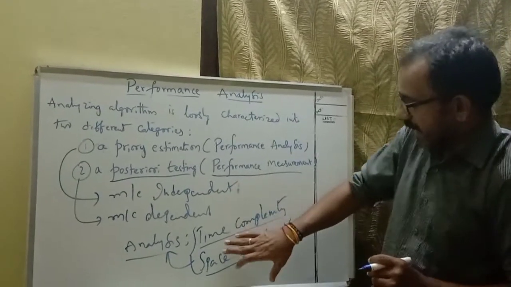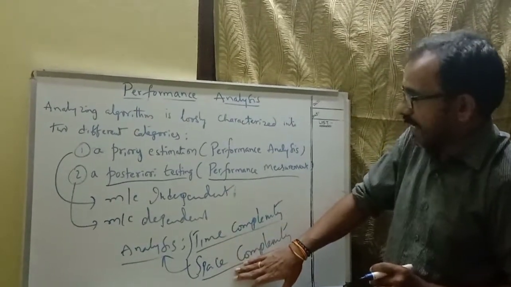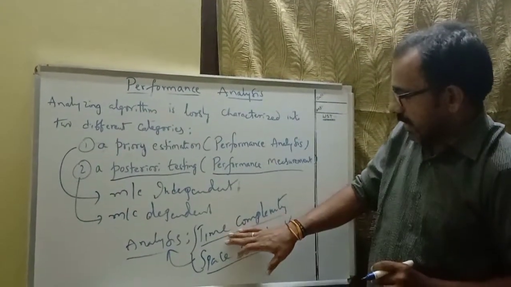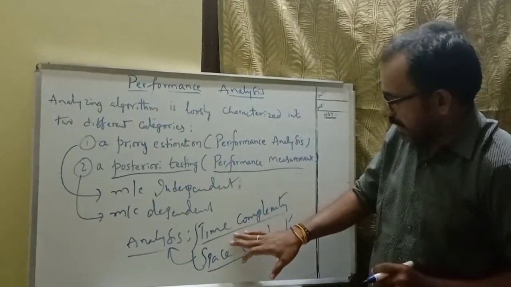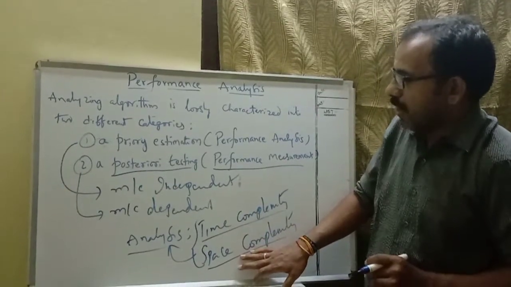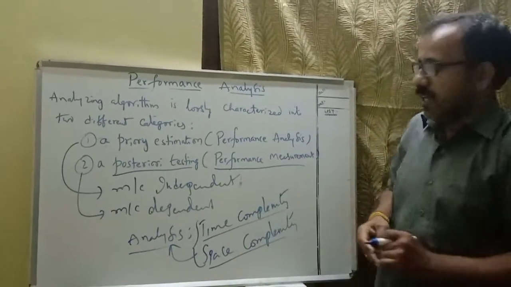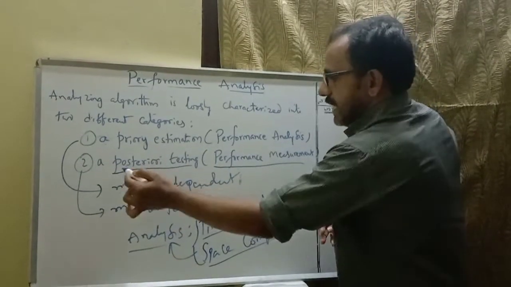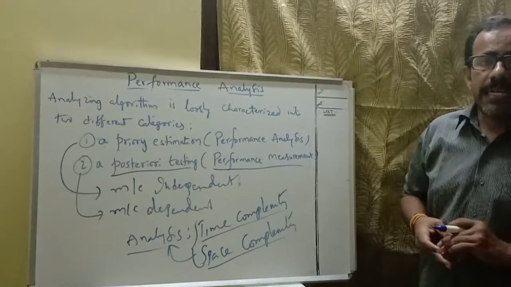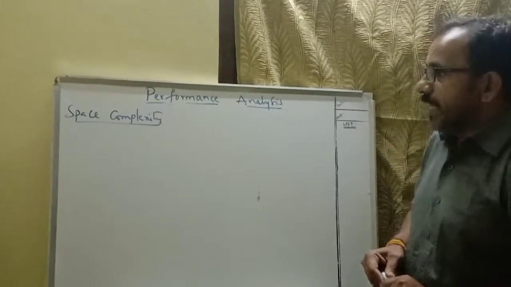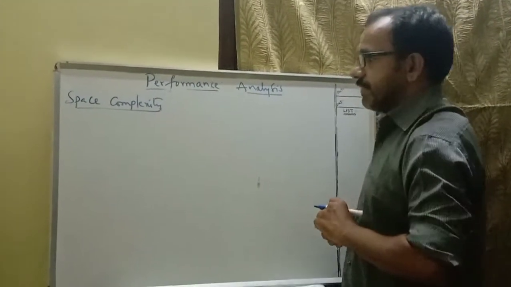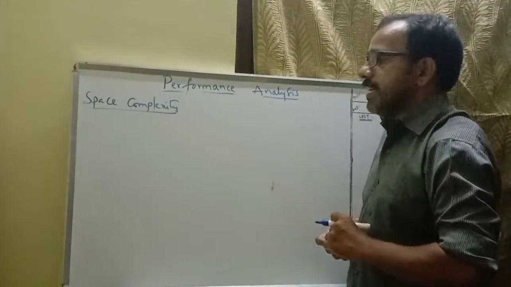Performance analysis calculates time complexity and space complexity manually on the algorithm, and performance measurement calculates both time and space complexity on the program using a machine. I have already told you that the first step is machine independent, and the second step is machine dependent. In this video, I am going to explain space complexity first. After that, I will explain time complexity.